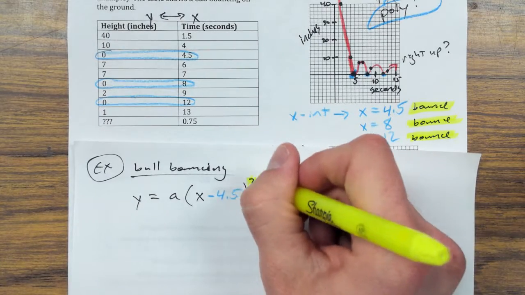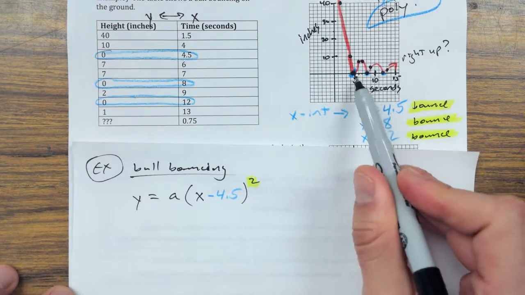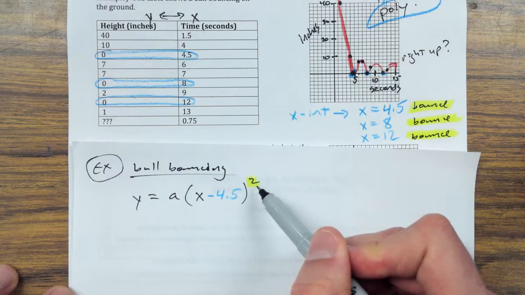I don't know if you guys remember, around winter break we were talking about multiplicity of 2, multiplicity of 3. Probably have since forgotten it, which is okay. But when it bounces off the x-axis, we need a squared.